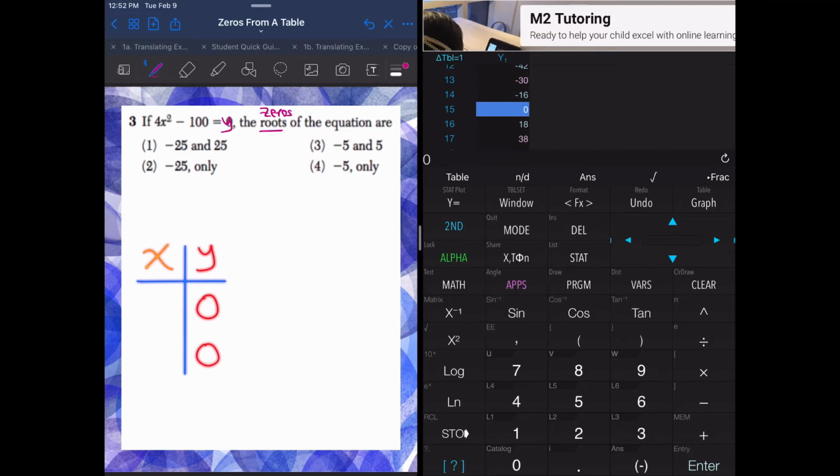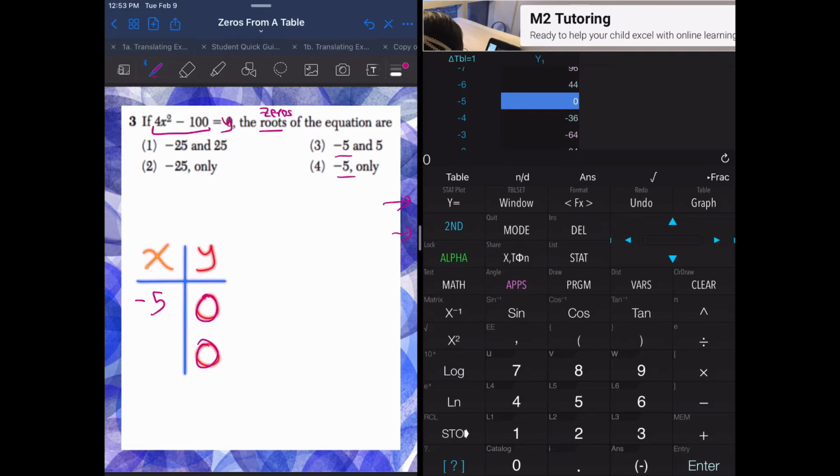So I'm going to hit my y equals button. I'm going to hit clear, and I'm going to type in this expression, 4x squared minus 100. I hit second table. And I'm looking to see where y is 0. I have really big numbers here, so I'm actually going to go ahead and scroll down. Oh, there's one. When y is 0, the x value is -5.